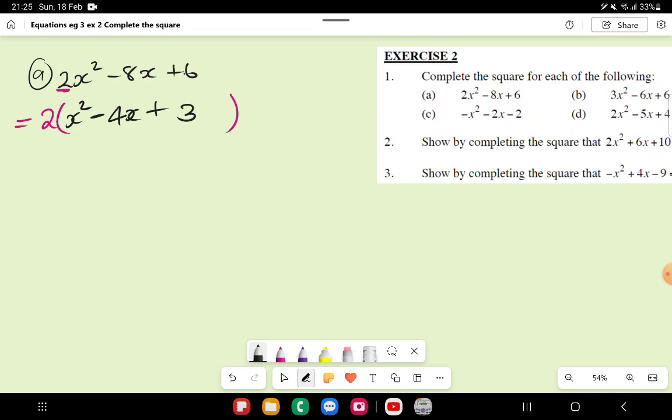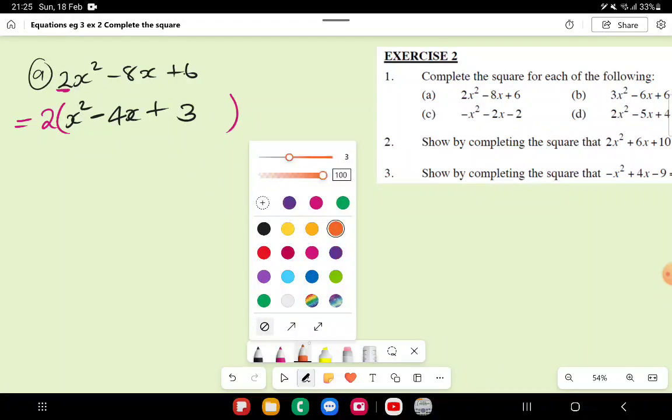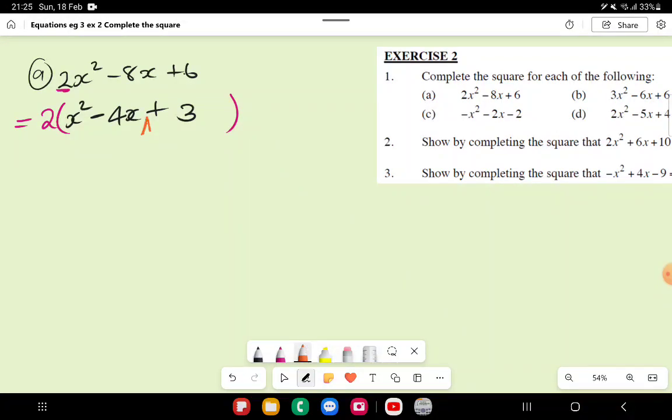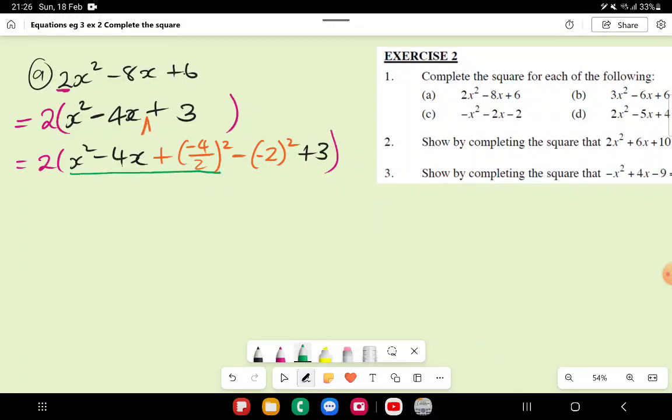Our next step is going to be to add our c, so the c goes in there. This pink 2 stays, and inside the bracket we have x squared minus 4x. Now we're going to add c, which is plus negative 4 over 2 squared. Minus 4 divided by 2 is 2, so negative 2 squared, plus 3 still remains. Close the pink bracket. Now that we've got that done, we want to get our green bracket. So that's going to be those 3 terms.